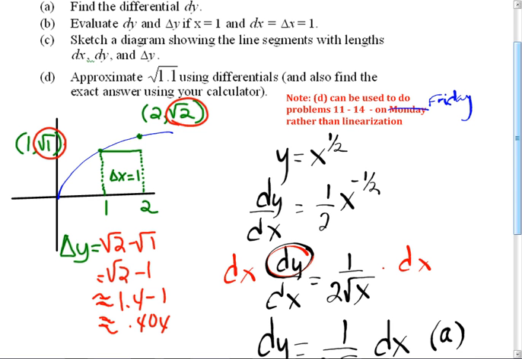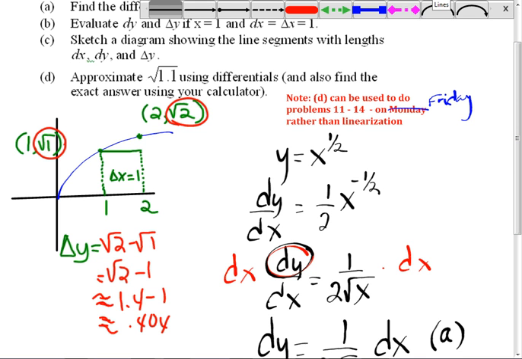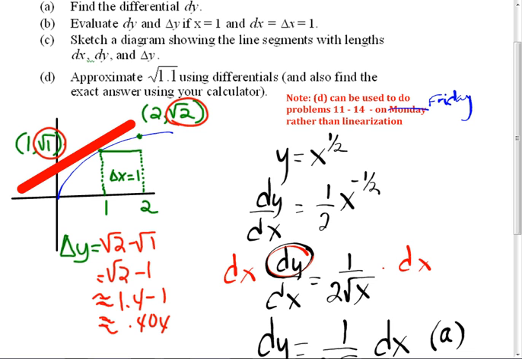Okay, it says C, sketch the diagram. Well, you know what? I like to do it right away. I now need to find dy. Well, dy is the change on the tangent line. So I'm going to draw the tangent line. Ugh. It's going to be thick. Okay, here's the tangent line.